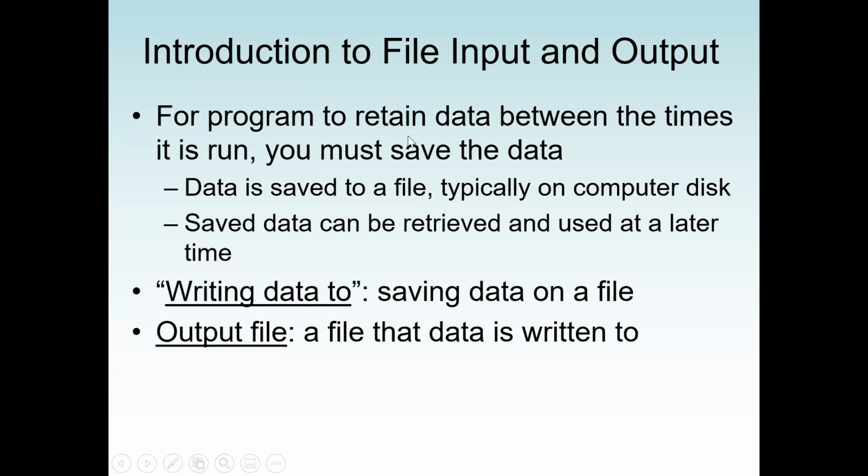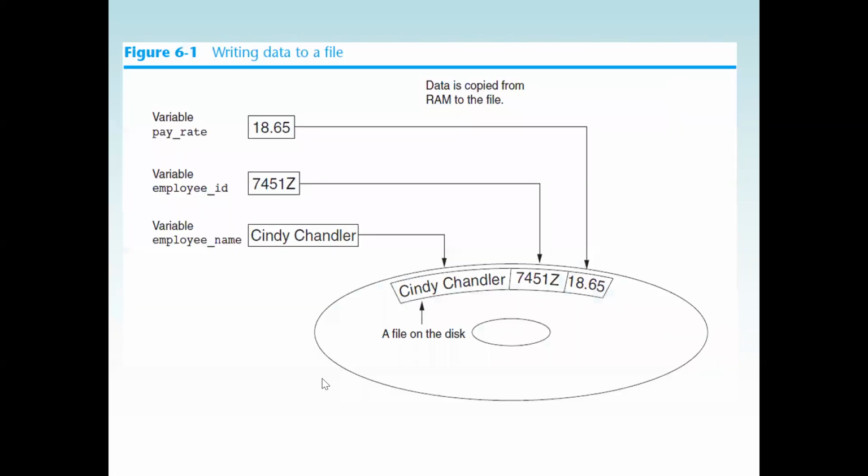So here we say that for a program to retain data between the times it is run, we must save that data. Data is saved to a file, typically on a computer disk, our hard drive, or a flash drive. Also, the saved data can be retrieved at any time, and we can use it at any time. Writing data to a file means we are saving data into our file. A file that data is written to is called the output file.